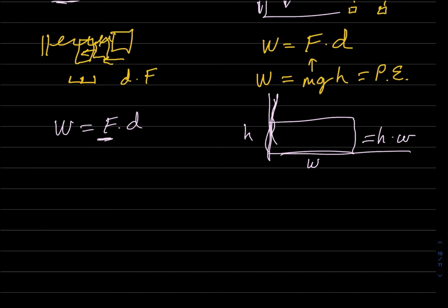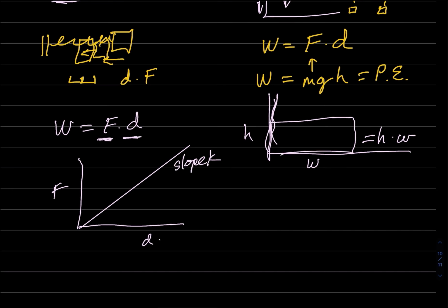Similarly, if we want force times distance, we draw our force-distance chart, and we compute the area. Well, the force-distance chart for a spring has a slope of k. The greater the displacement from equilibrium position, the greater the force required to hold it there. And with this force varying along here, the work done, force times distance, is the area under the force distance chart.